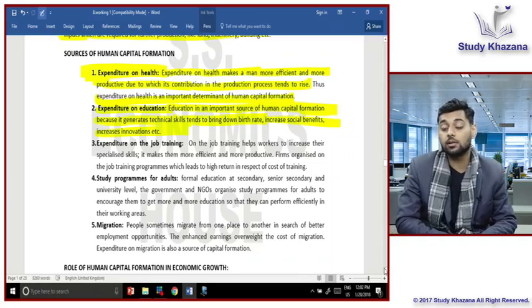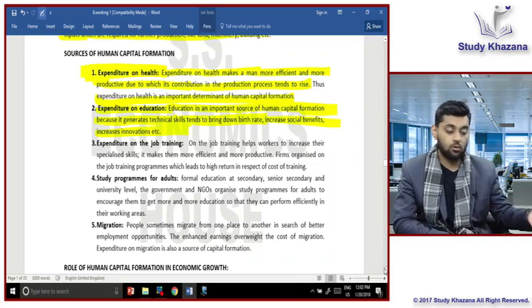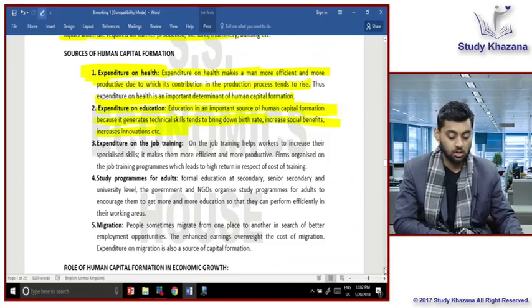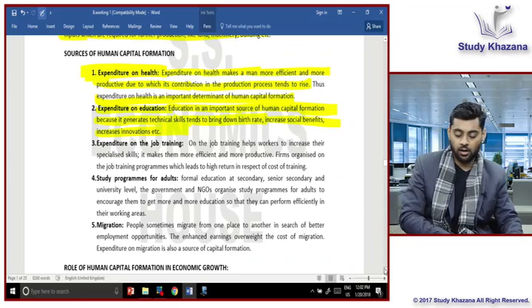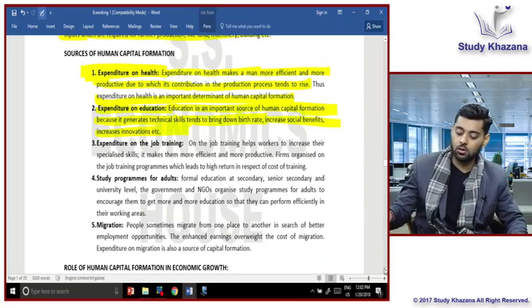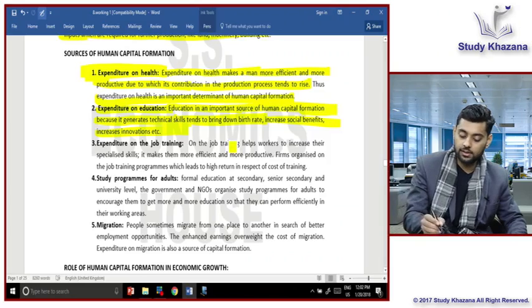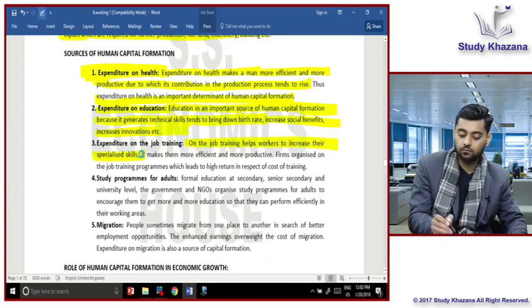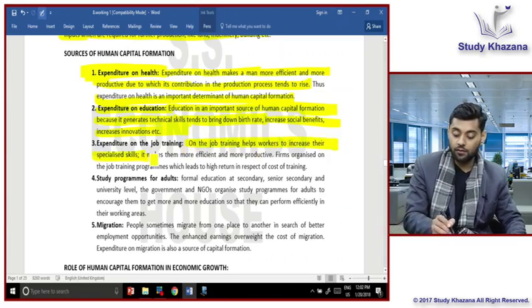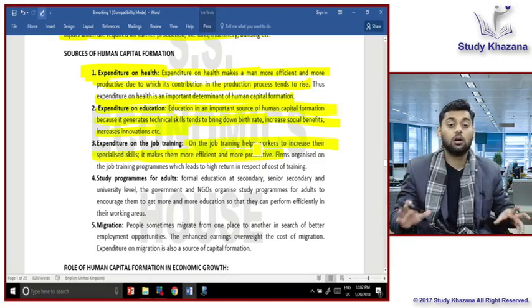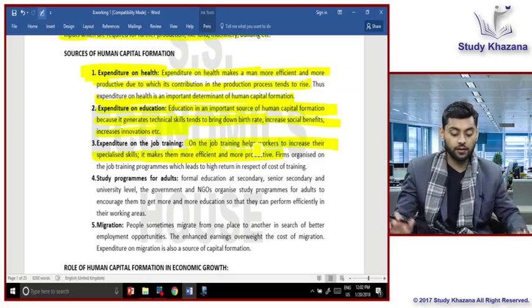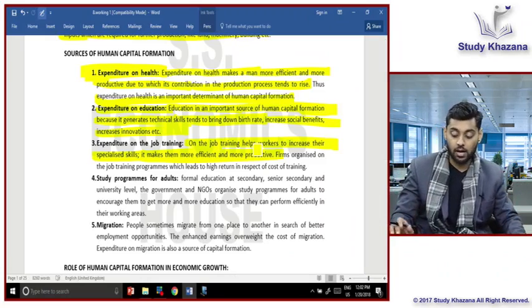So this is known as off-the-job training: just acquire the skill, then explore the market, search for a job, get the job. Simple. So yes, the government is investing in both right now, on-the-job as well as off-the-job training. On-the-job training helps workers to increase their specialized skills. It makes them more efficient and more productive. So yes, the workers are getting engaged in these kinds of activities, which makes them, of course, more productive.